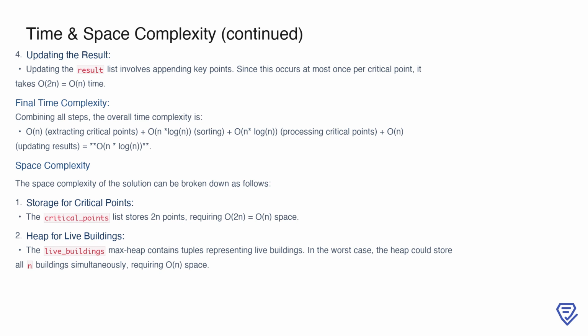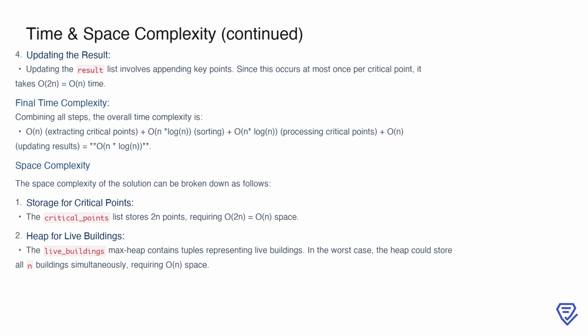Combining all these steps, the overall time complexity becomes O(n) for extracting critical points, O(n log n) for sorting, O(n log n) for processing critical points, and O(n) for updating the result. Dominated by the sorting and heap operations, the final time complexity is O(n log n).